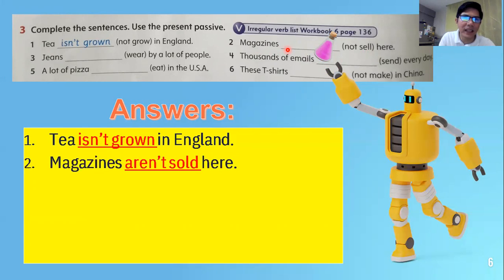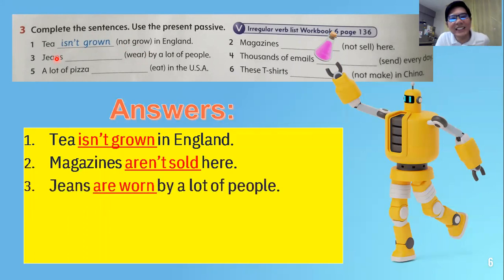Let's proceed with number 3. Take a look at the verb wear. Go to page 136 and check the verb and use the past participle form of the word wear. Jeans, plural, so therefore you use are. Do you have now the answer? All right, number 3 answer is: jeans are worn by a lot of people.